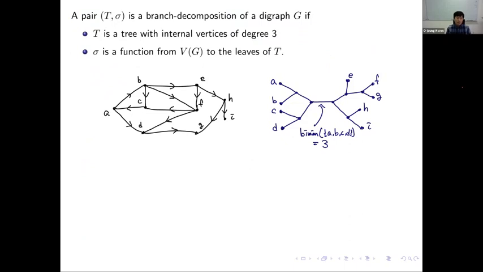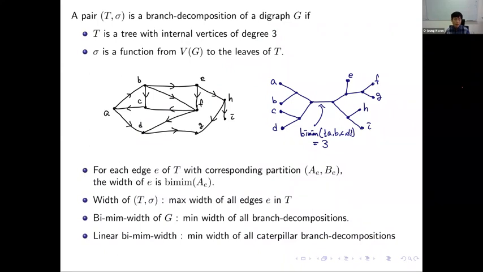And as usual, we use a branch decomposition to define this. The pair is a branch decomposition if T is a tree where all internal nodes have degree 3, and sigma is a function from the vertex set to the leaves of T. For every edge of the tree, we define the width as the bi-mim function of one part. The width of the decomposition is the maximum width over all edges, and the bi-mim-width of a graph is the minimum width over all decompositions. Linear bi-mim-width is defined by using caterpillar branch decompositions, or you can just consider a linear ordering of the vertices.